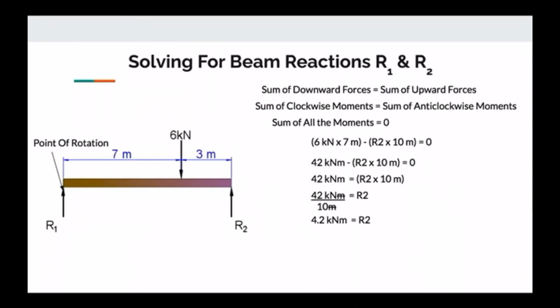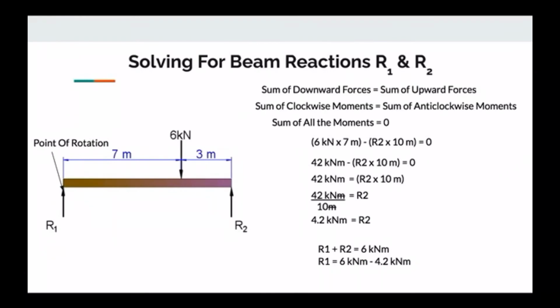Now if you want to find R1, you are going to apply the first rule, which is the sum of downward forces is equal to the sum of upward forces. This is simply saying that 6 kilonewtons must be equal to R1 and R2, as shown here. So this is what we are going to do. We have already established that R2 is 4.2. Therefore, we are going to make R1 the subject, which is this.